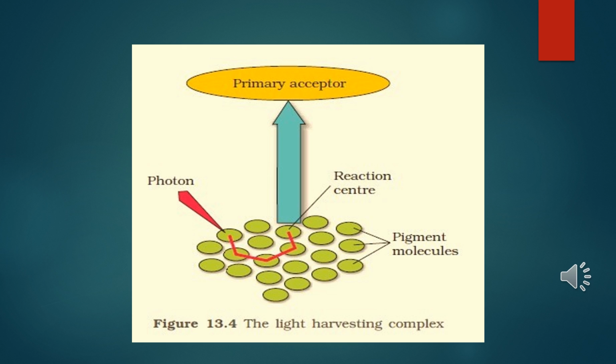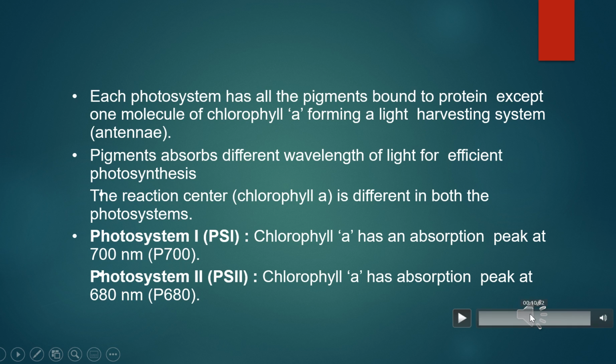The reaction center is different in both the photosystems. In PS1, the reaction center chlorophyll a has the absorption peak at 700 nanometer, hence is called P700, while in PS2, it has absorption maxima at 680 nanometer and is P680. The content written here I have explained to you in the earlier slide with the help of a diagram. You can pause the video and read the contents. In photosystem 1, chlorophyll a has the absorption peak at 700 nanometer. It's called P700. In photosystem 2, chlorophyll a has the absorption peak at 680 nanometer.